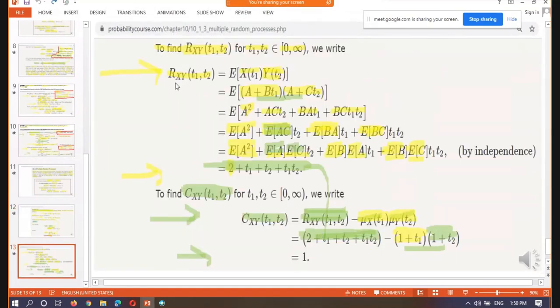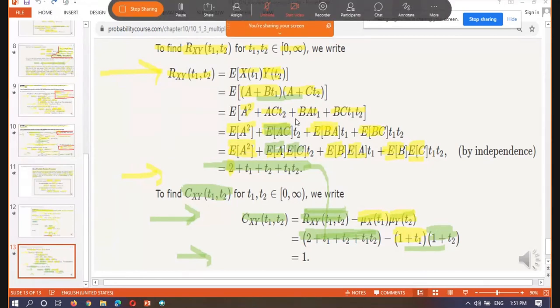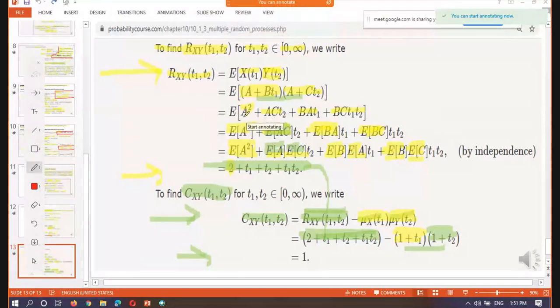Now we come to the main question: Rxy(t1, t2), the cross correlation between Xt1 and Yt2. It is defined by expectation of Xt1 Yt2. Because Xt is A plus Bt, we replace t by t1 in the definition of X, and we replace t by t2 in the definition of Y. We will get this, and after multiplication we will get this. Then you distribute the expectation over each and every term. Since t1 and t2 are real constants, they remain outside of this expectation. So you are having this.